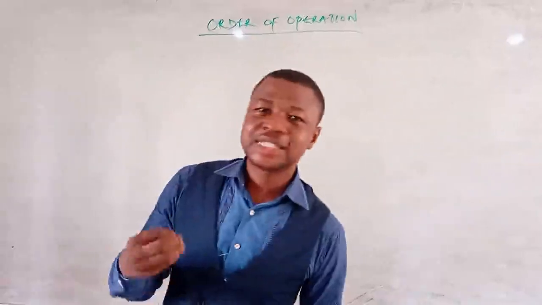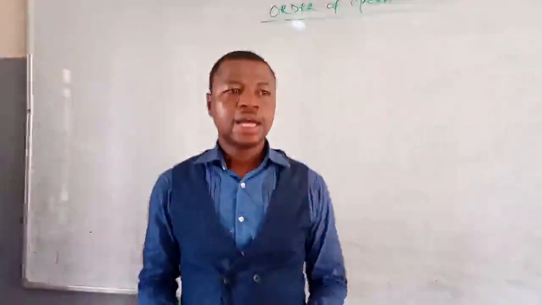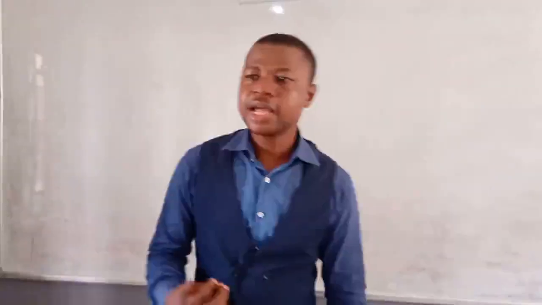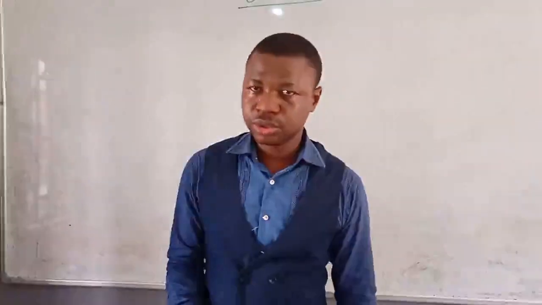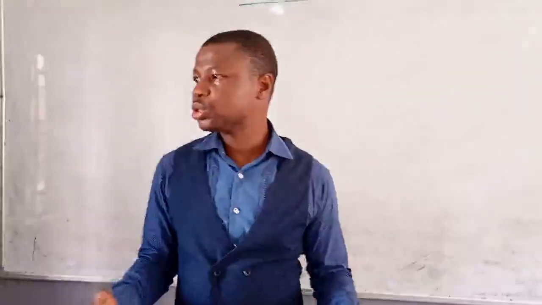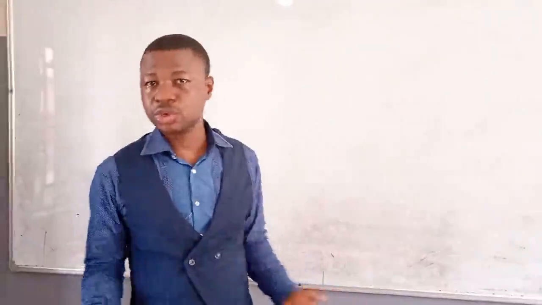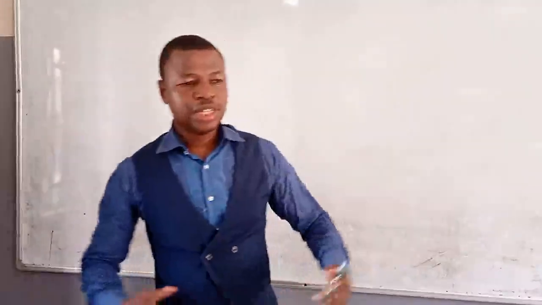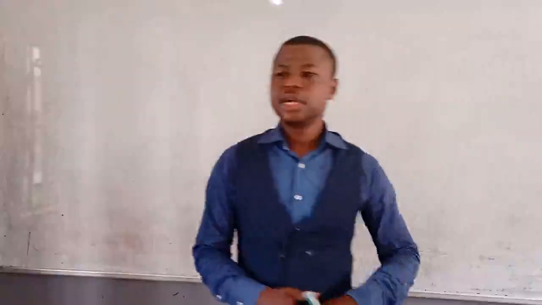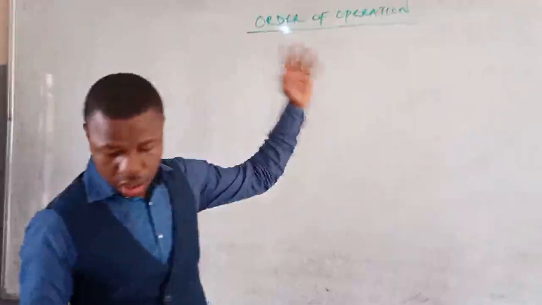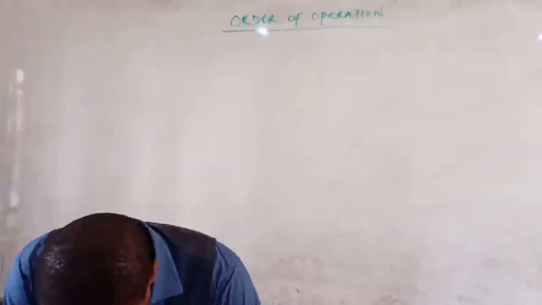Order of operation is a set of rules that tells us the sequence by which we should solve a particular arithmetic operation. And what are operations in mathematics? We have addition, subtraction, division, and multiplication. So the rule that tells us the sequence by which we can solve operations is what we call the order of operation. So let us consider a particular question.